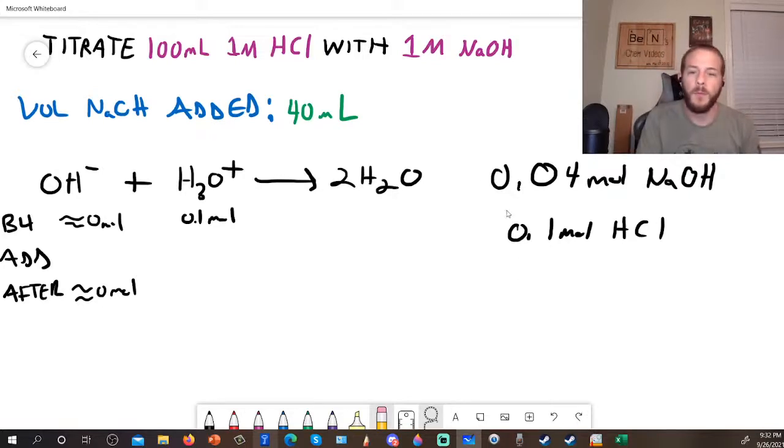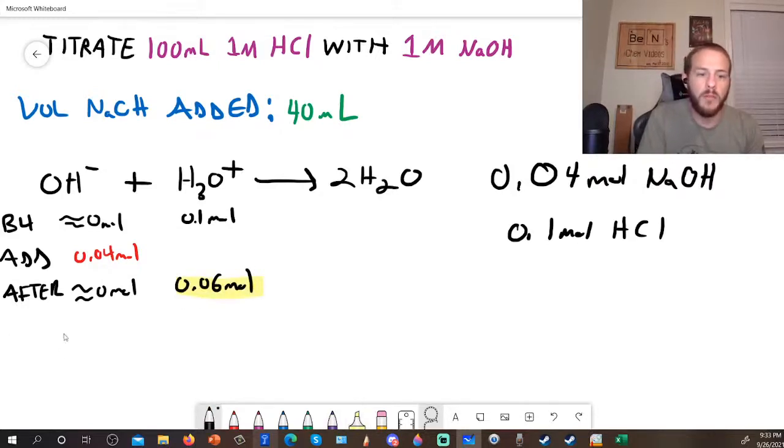Okay, so in this case, we start out with 0.1 moles of hydronium ion. We add 0.04 moles of hydroxide ion, right? It's all going to get neutralized because the hydronium ion is in excess. That won't always be the case, but in this case, we have much less hydroxide than we do hydronium ion. So 0.1 minus 0.04, that ends up being 0.06 moles of the hydronium ion.